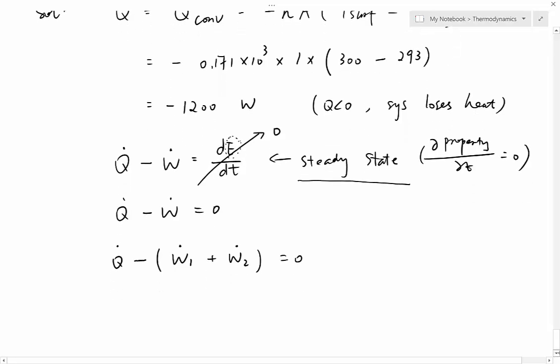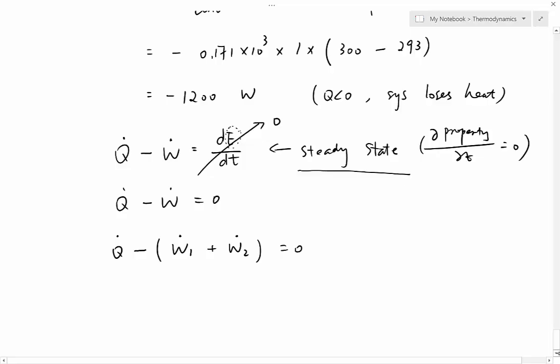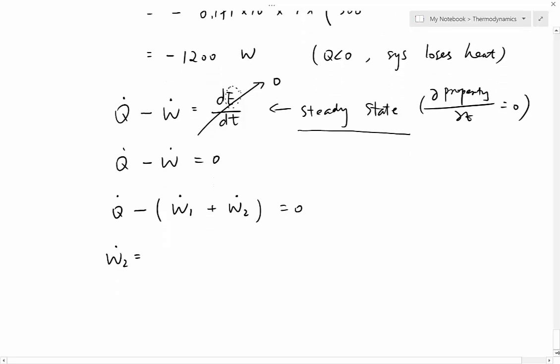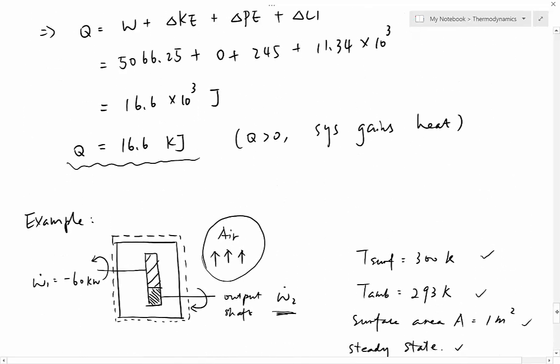All right, next one, we're looking for W dot 2. So we do the algebra. We move W dot 2 to the left-hand side and everything else to the other side. What is left is Q dot minus W dot 1. I have both of them, so I just need to plug in the numbers. Q dot, which we found earlier, is negative 1200 watts, SI unit. Very good. Minus W1 dot. What is W1 dot? W1 dot is right here, negative 60 kilowatts.